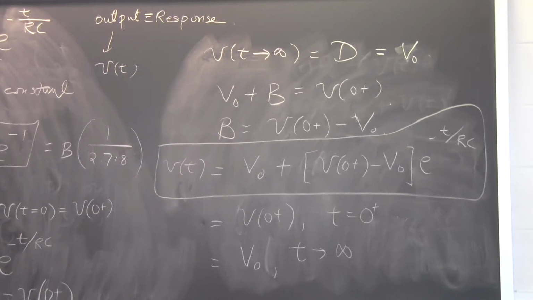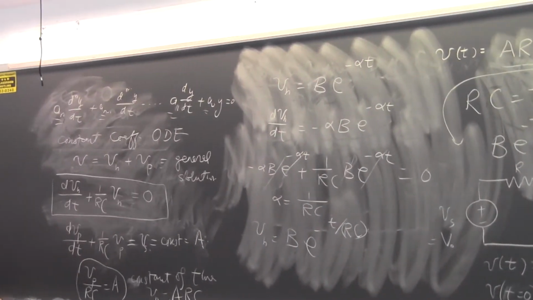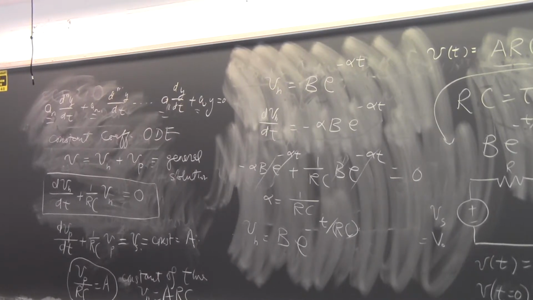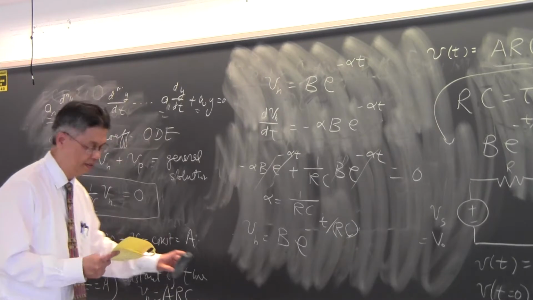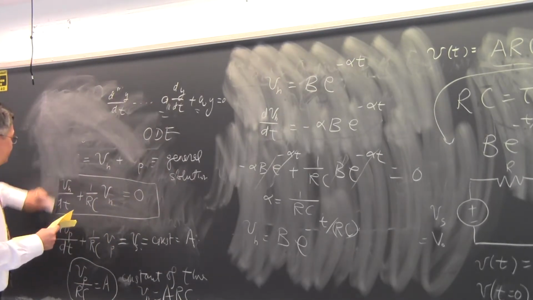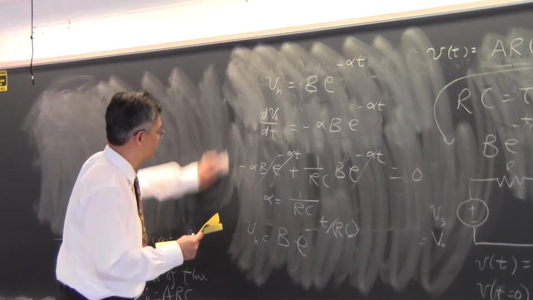You can actually see that A times RC is actually the particular solution that we have written down in the very beginning over there. Okay, so let's do some examples.